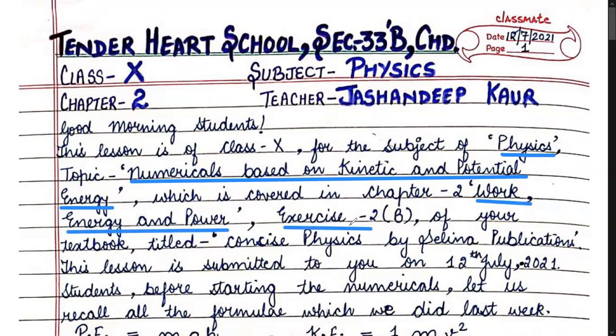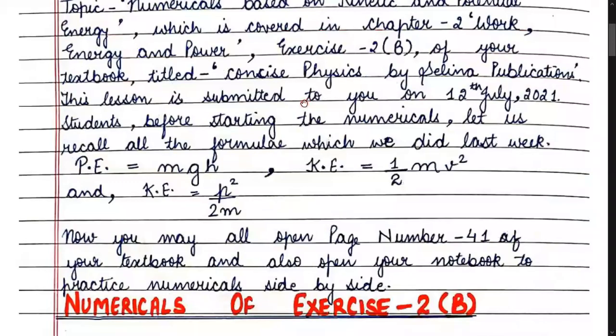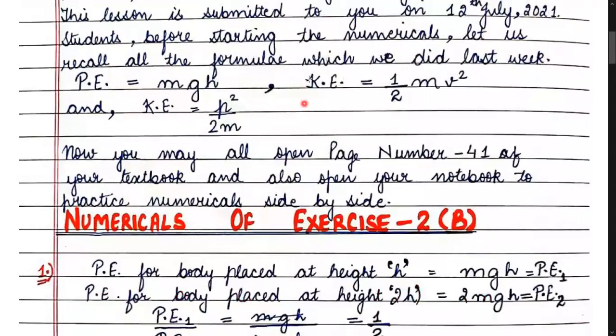Exercise 2B of your textbook titled Concise Physics by Selina Publications, and this lesson is submitted to you on 12th July 2021. Now students, before starting the numericals, let us recall all the formulas which we did last week.